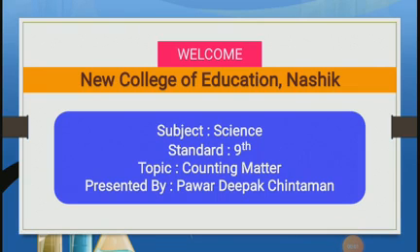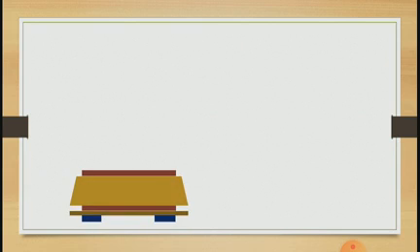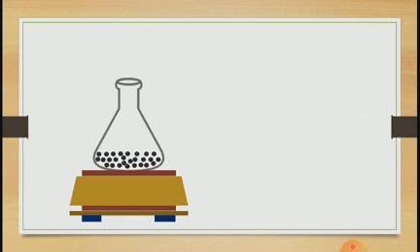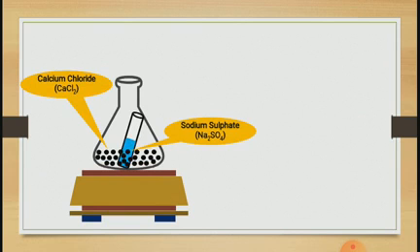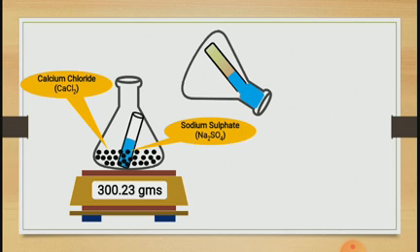Okay. First of all, see one experiment. We are going to take a flask with calcium chloride, and then I'm going to take one test tube, and in that I will take the sodium sulfate. The total weight of calcium chloride and the sodium sulfate is 300.23 grams. Now next, I'm just going to pour that sodium sulfate into the calcium chloride.